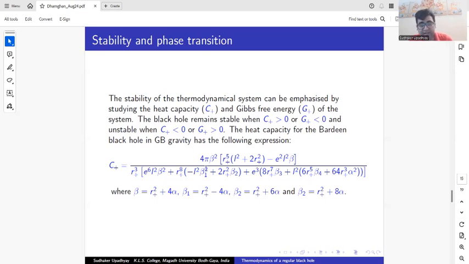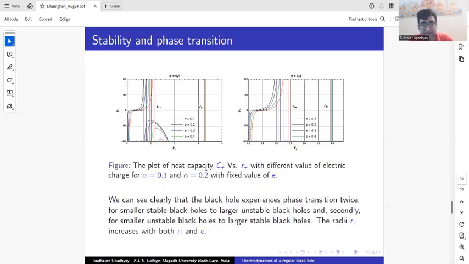If you plot this with the horizon radius, we will get this kind of graph. Here you see that there is a singularity at this point and at this point. So this black hole, we can see, has a phase transition twice, at this point and this point.